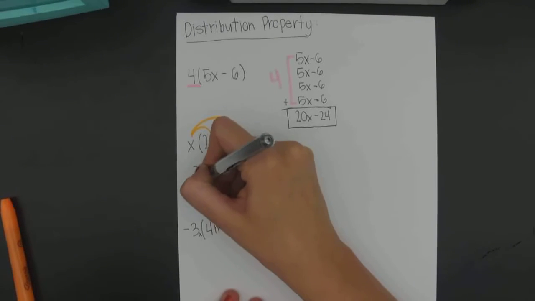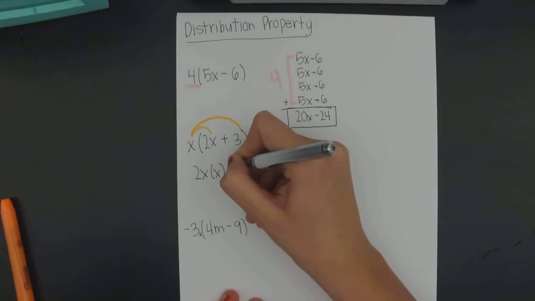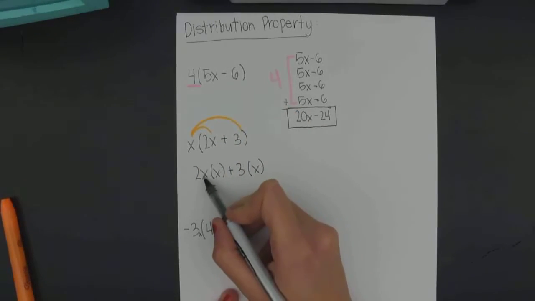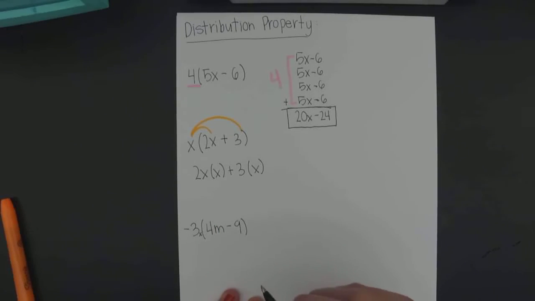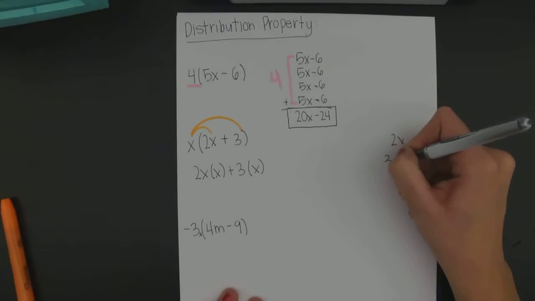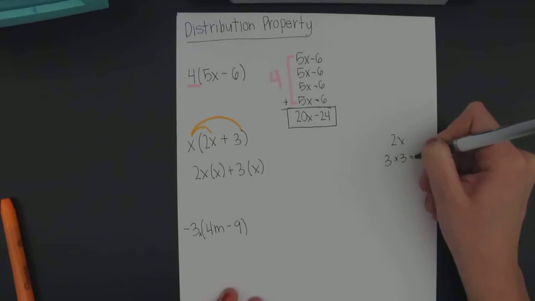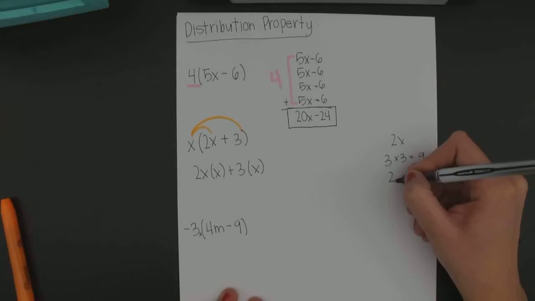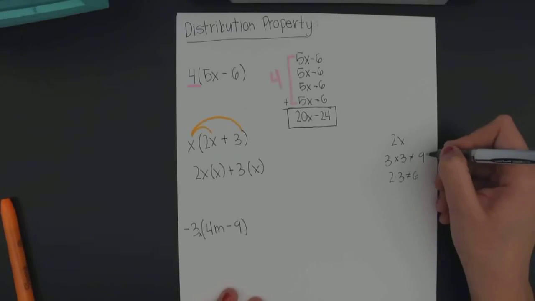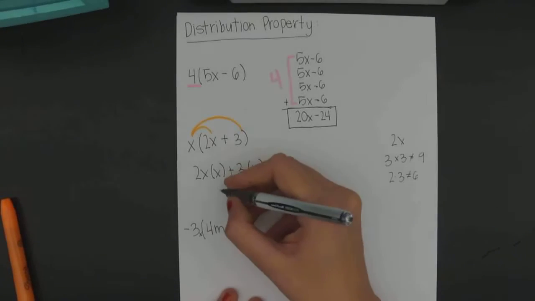I have 2x times x plus 3 times x. So in this one, an x times an x equals x squared. And if you're still confused why it isn't 2x, let's look at 3. If I have 3 times 3, it would equal 9. It wouldn't equal 2 times 3, which would be 6. Those are not the same. It would equal 9. So we write it as x squared.